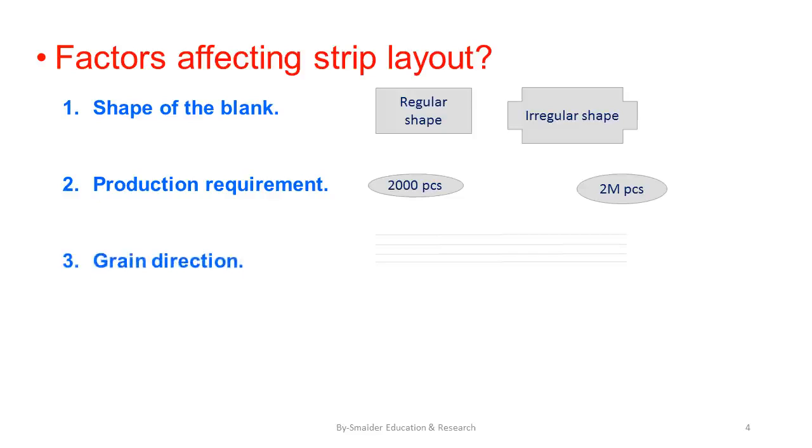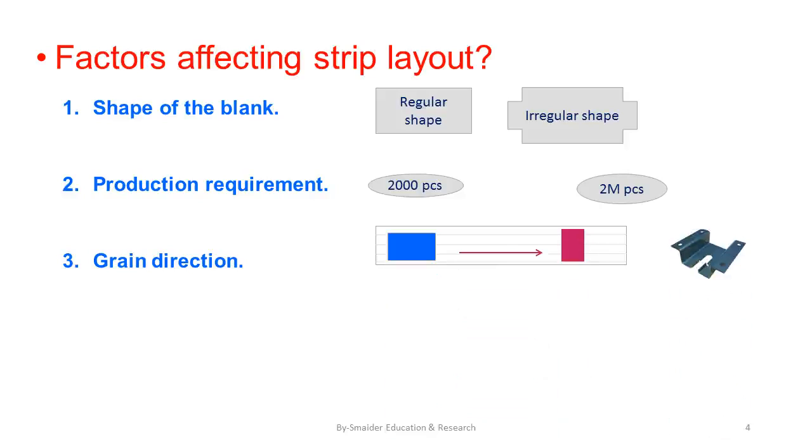Number 3 is grain direction. What does it mean? The strip comes in a rolled form, so always remember the grain direction is along the rolling direction. The grain direction always follows the rolling direction. So imagine you have a component like this, a bending component. Always remember a bending profile.